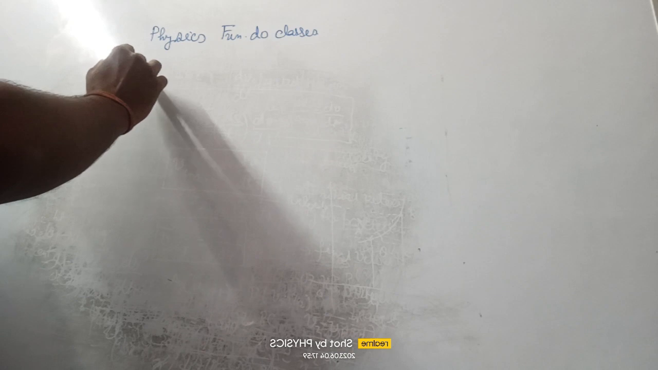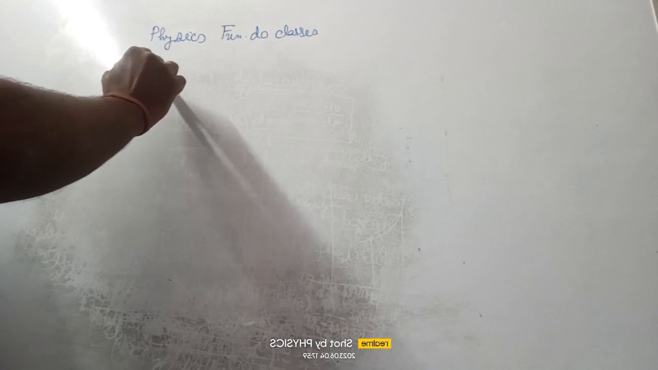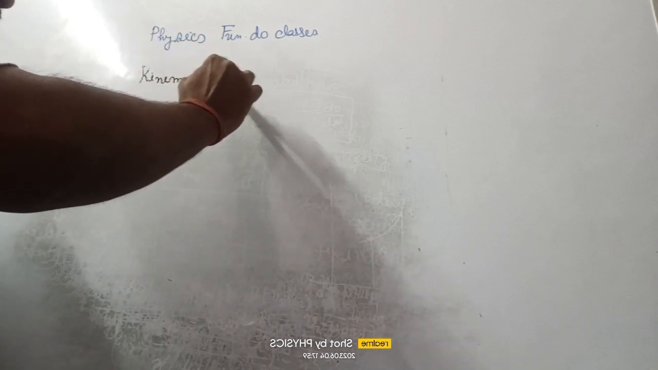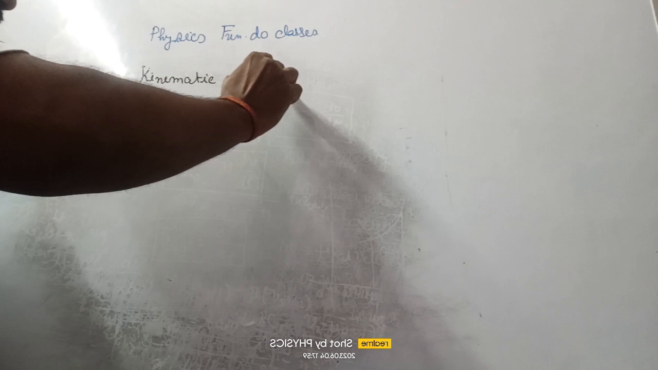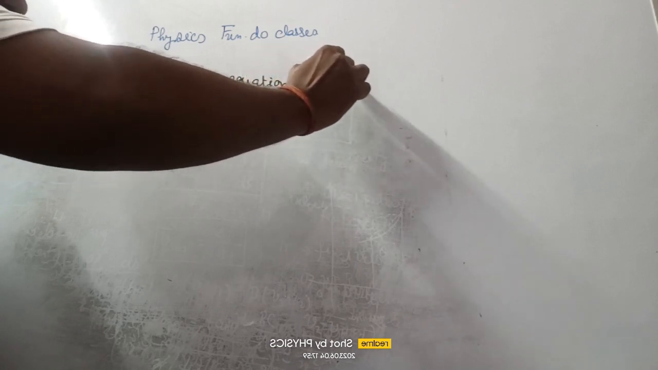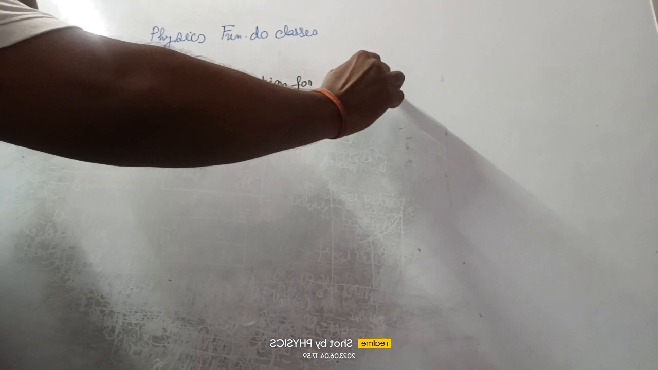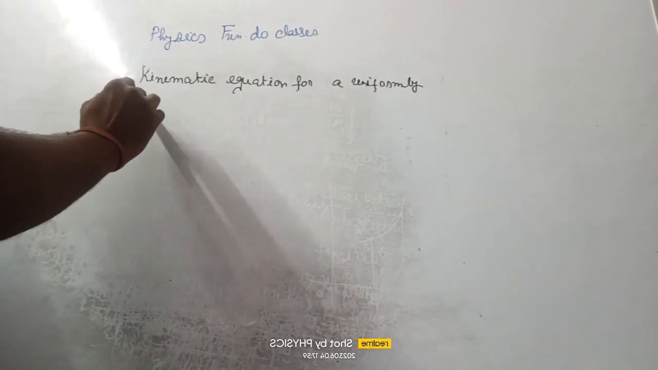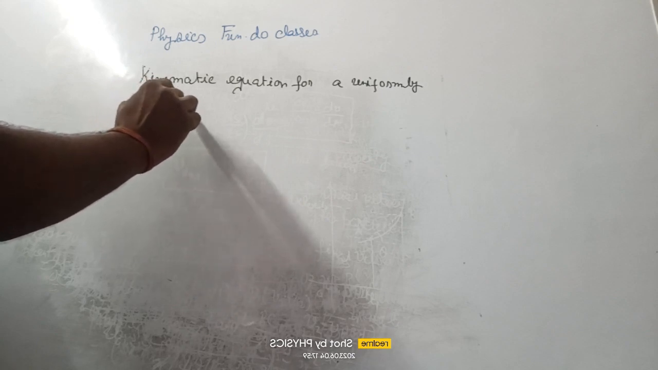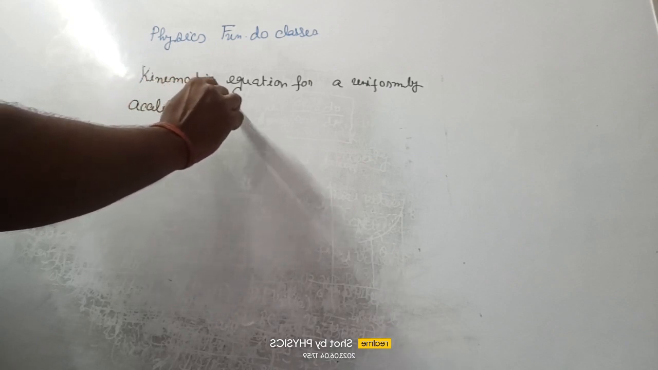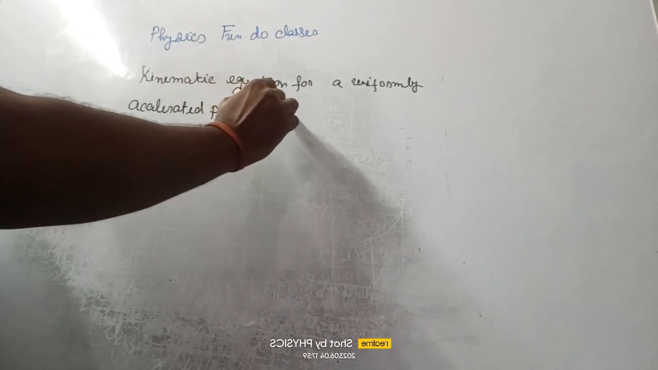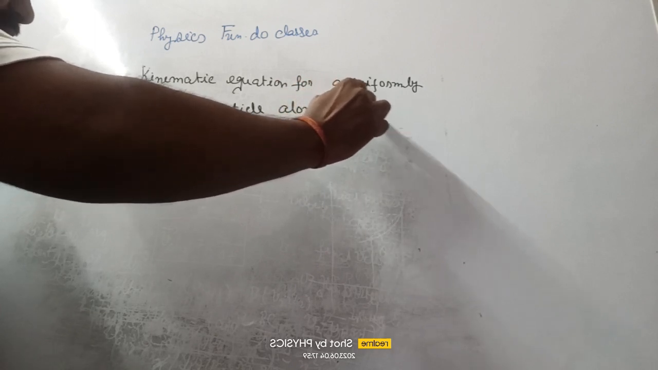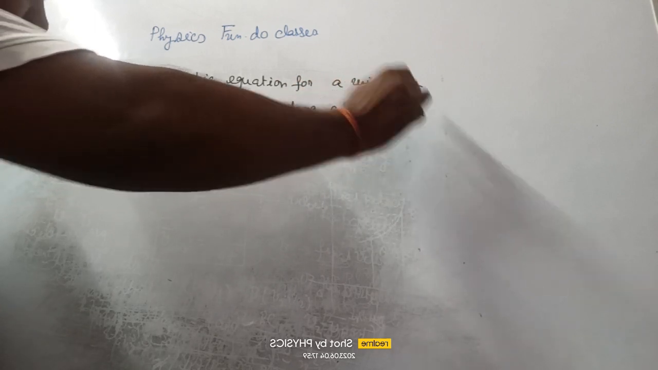Now we prove the kinematic equations for a uniformly accelerated particle along a straight line.